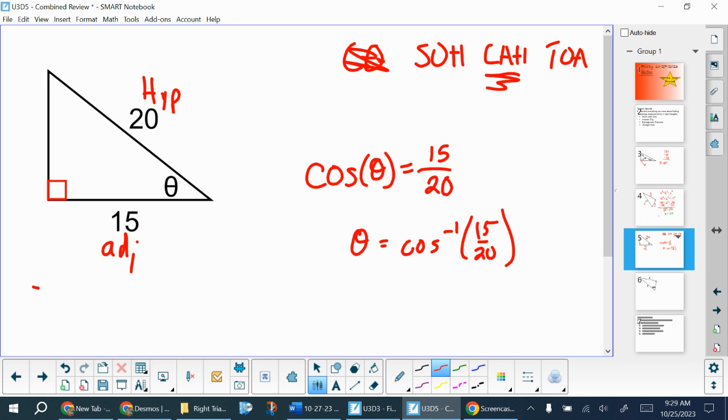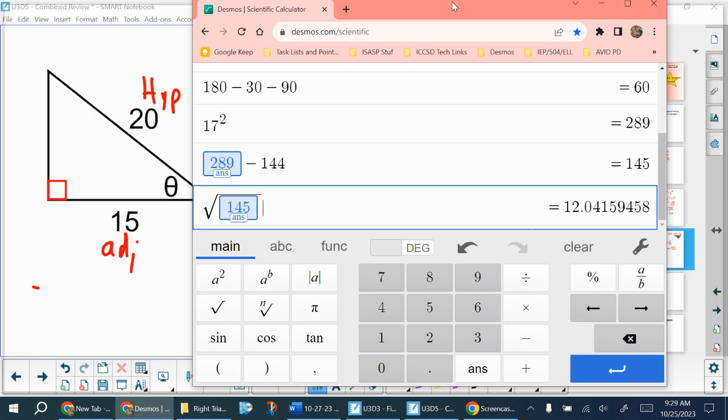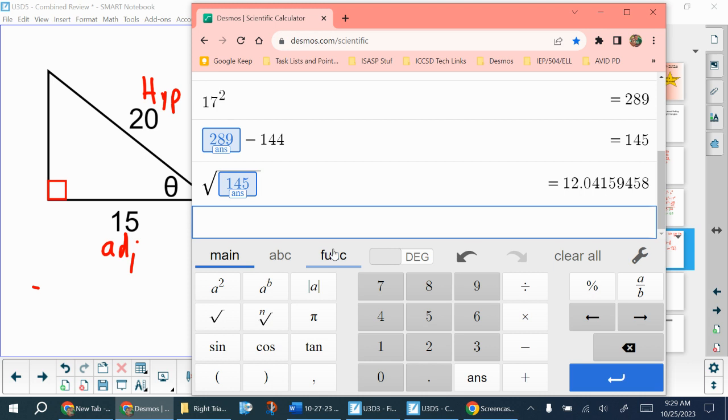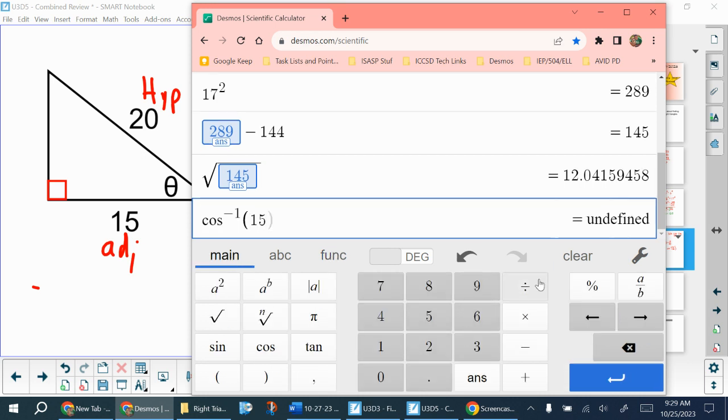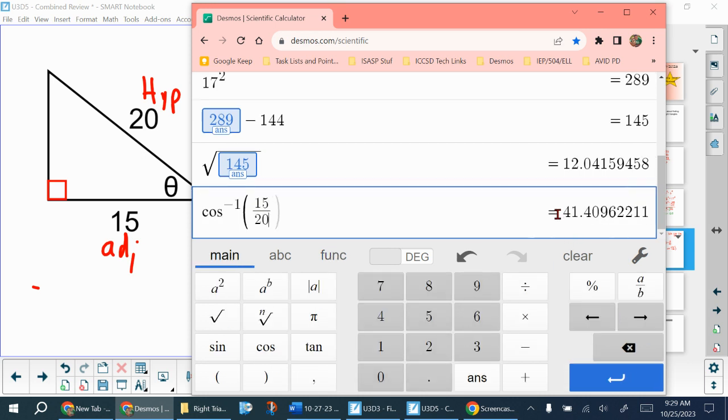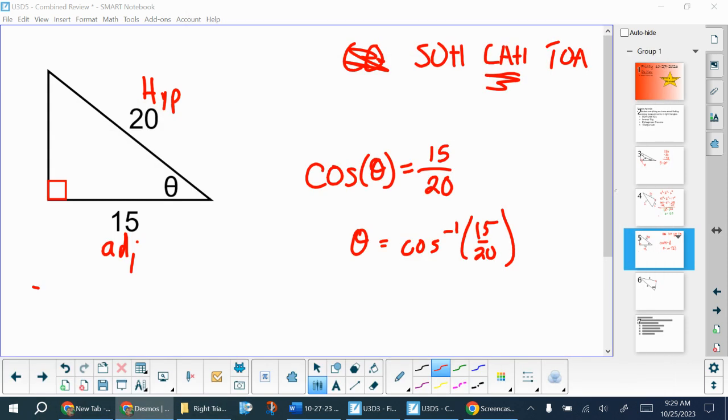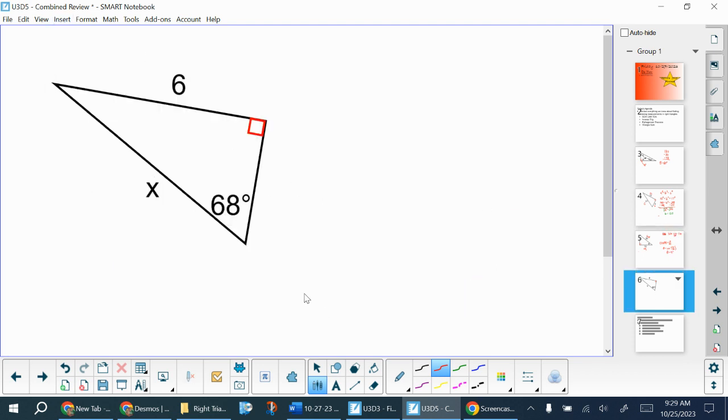Now, you're not going to know what that is without a calculator, so you need to come over here and grab your calculator. Under the function tab, you've got inverse cosine, 15 divided by 20, and it says it is 41.4. Angles, we are just going to go to the nearest whole degree, so we're going to go 41 degrees. Okay? And then the last one is the stuff we were doing yesterday.